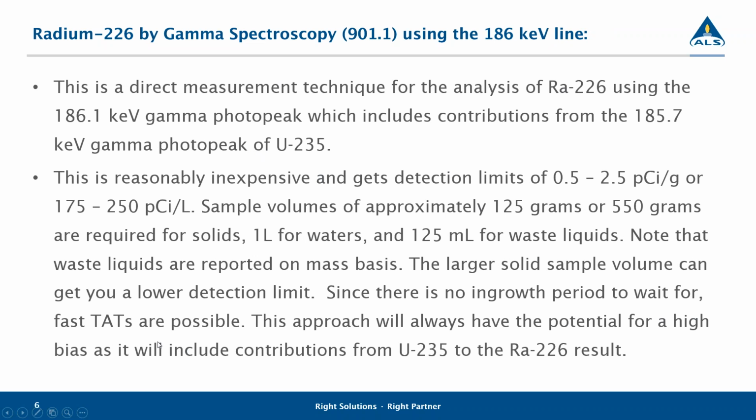You can also run radium-226 by Gamma Spec by using a direct count. Radium-226 has a gamma line that has an emission of 186.1 keV, but you're going to get an interferent from uranium-235. So if you have uranium in your sample, on that peak we cannot differentiate between radium-226 and the uranium-235. So it's possible to have a high bias.